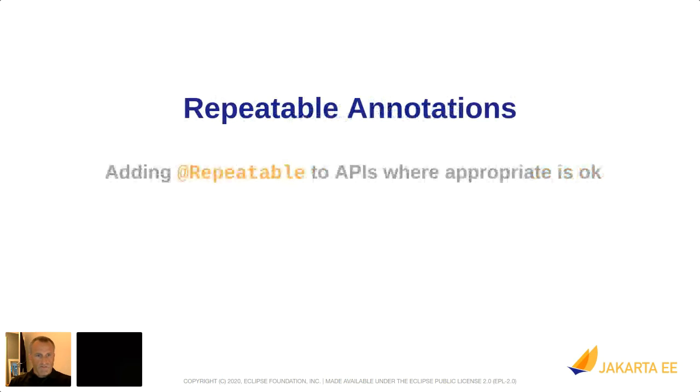We also have repeatable annotations. So in the annotations where it makes sense to have @Repeatable, it is okay to add it. Some APIs have done it, and some haven't. And where it makes sense, where it's appropriate, it's okay to make these changes.